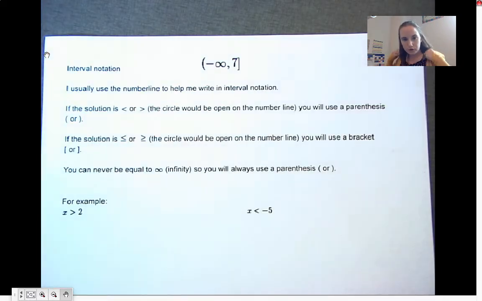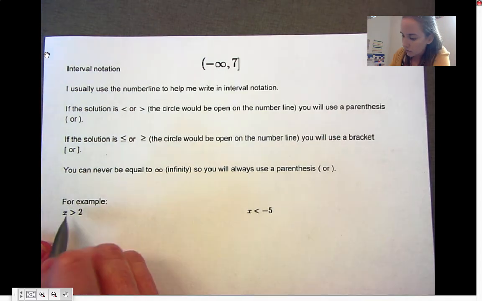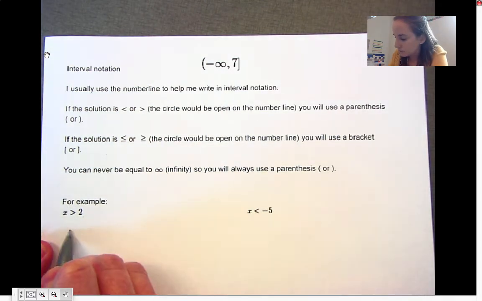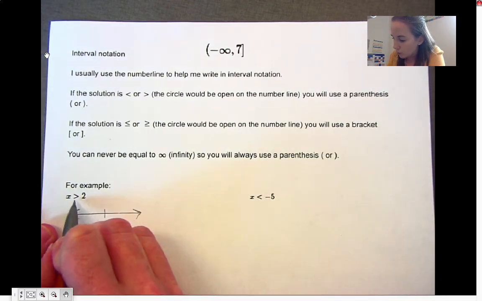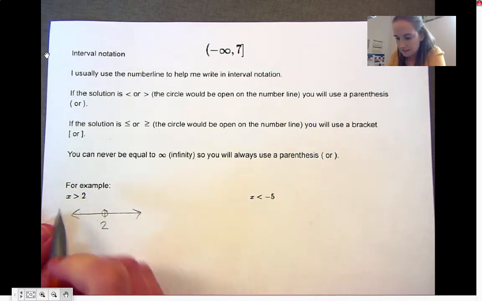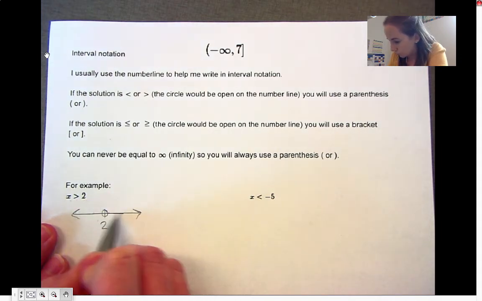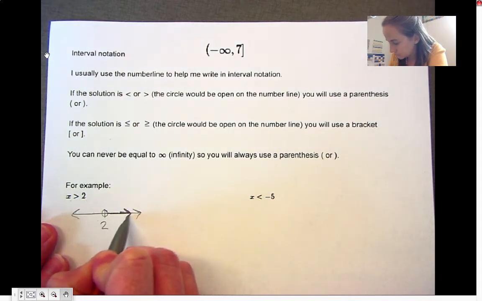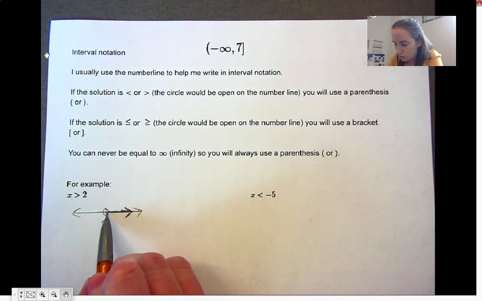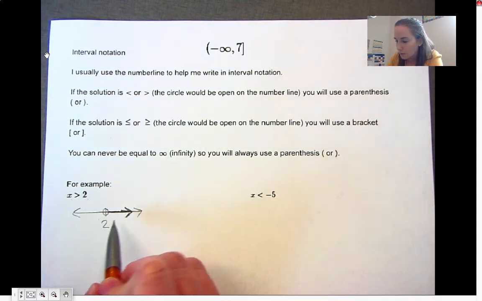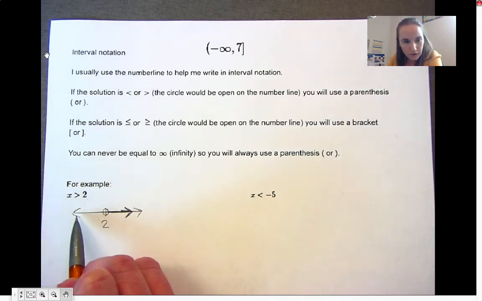Okay, so first what I have to do, I have to draw it on the number line because I am a visual person. So when I draw x is greater than 2, I do the 2. I do an open dot because there's no equal to. And since this says greater than, I go to the greater side of 2. And now I look at this and I say, okay, where can I start? Well, I can start at 2 and then my arrow goes to the right. There's no solutions on the left side of 2.